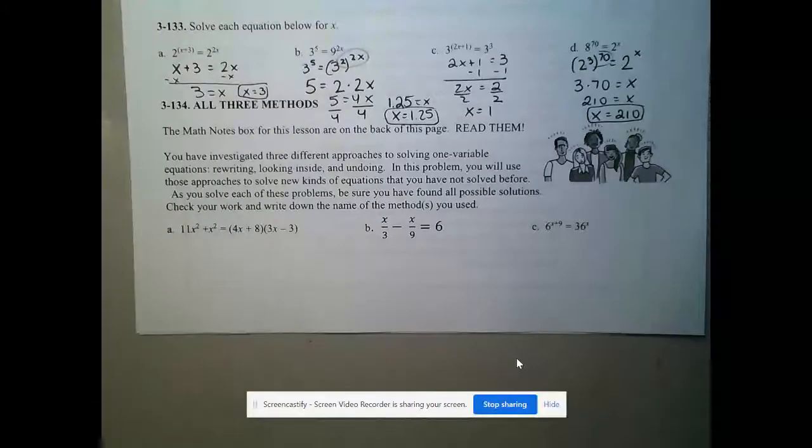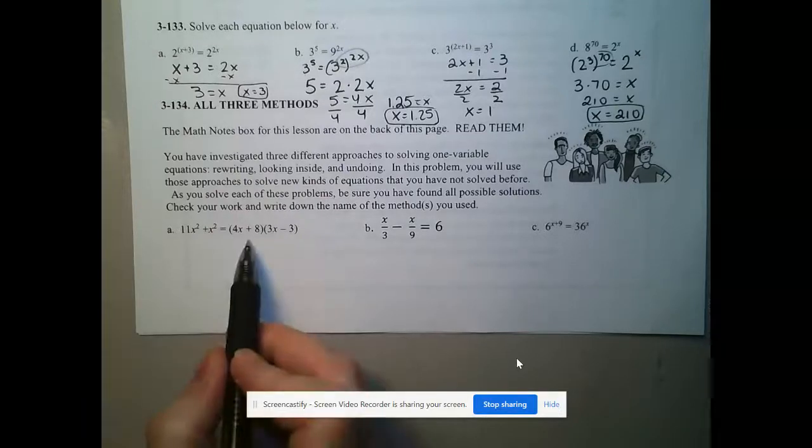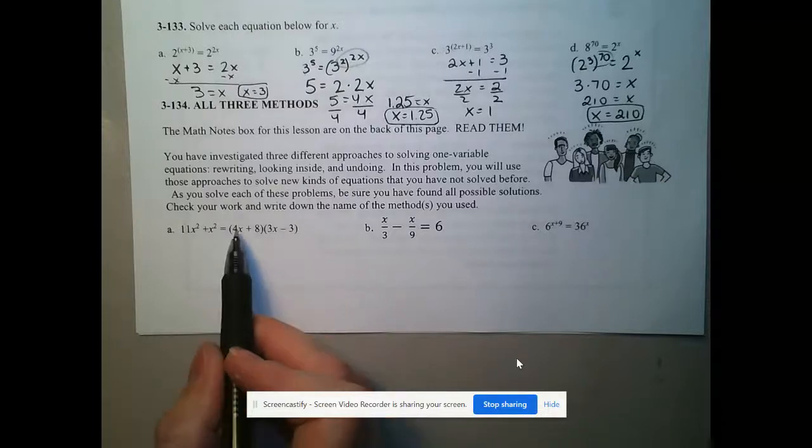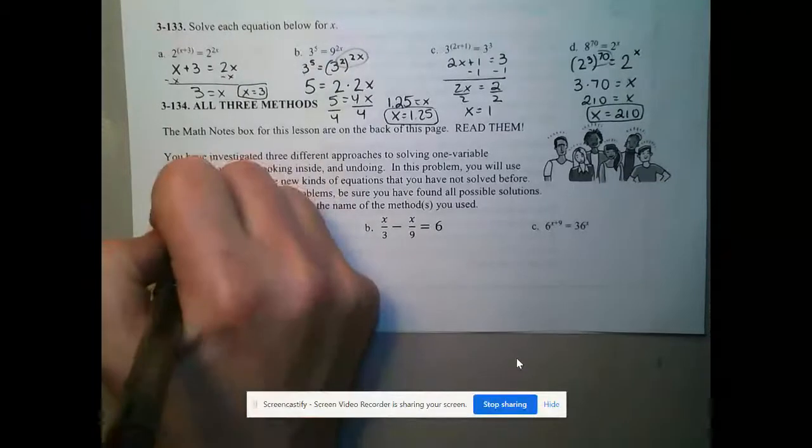All three methods. So how do we determine what method to use? We sort of need to look at the 4 things that we've already collected: the rewriting, the looking inside, the undoing, and also the fraction busters, and say, what's the best way to attack each individual problem? This one, you'll notice, has a set of parentheses multiplied by another set of parentheses, or a binomial times a binomial. That screams rewriting to me because I'm thinking of the distributive property.